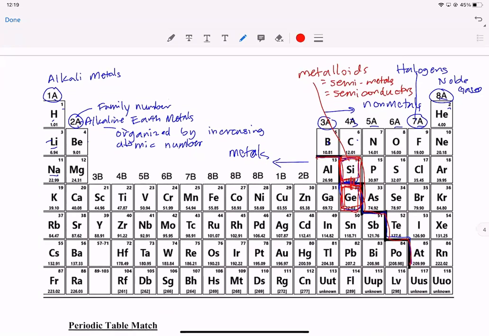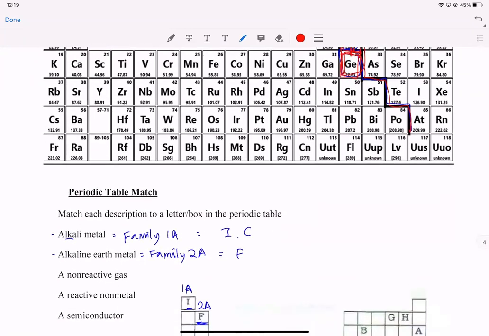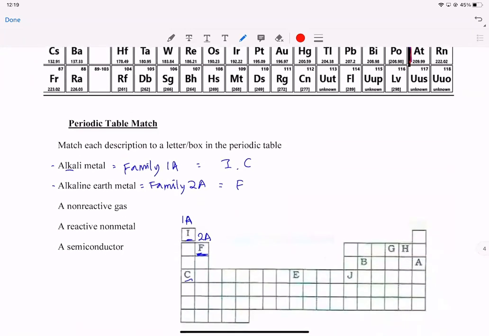Okay, so a semiconductor would be something on that stair-step line, which is this one B. That would be that silicon example.